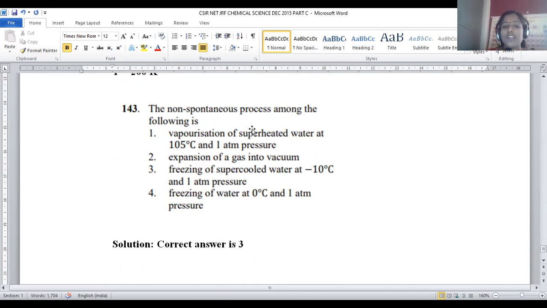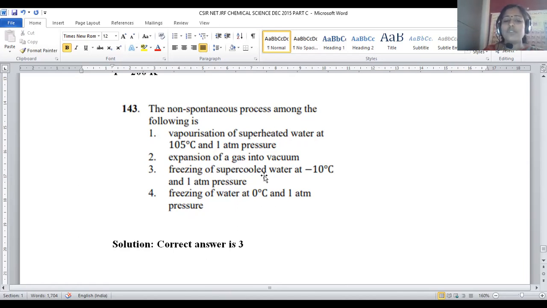So what will be the non-spontaneous reaction from all these? We have to predict. Vaporization of superheated water at 105 and 1 atmosphere. Obviously, water will boil at 100, right? If you are heating to 105, obviously it will be vaporized. So it will be spontaneous. Expansion of the gas into vacuum. A gas always has a tendency to equalize the pressure. Vacuum is nothing but zero pressure. Whenever we pump any gas into it, it will move quickly into the vacuum in order to reach equilibrium, so expansion of gas into vacuum is a spontaneous process.